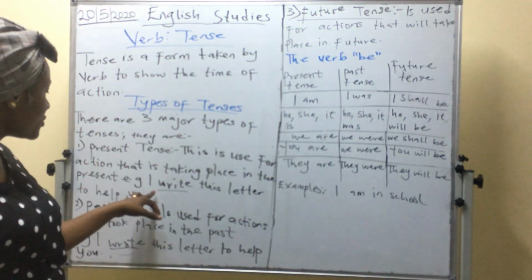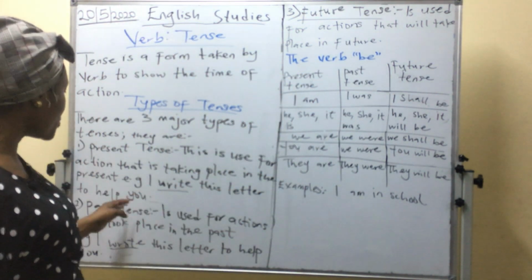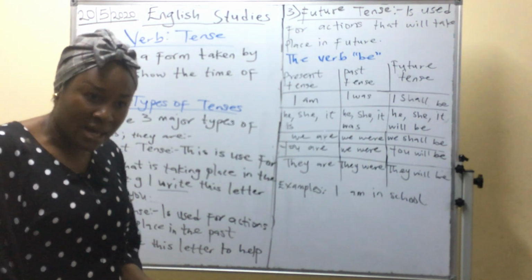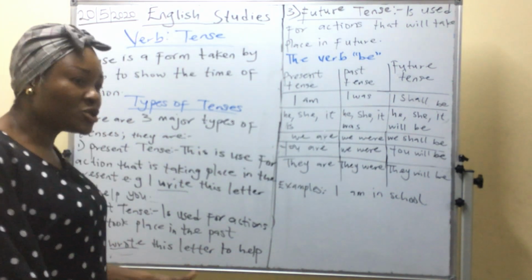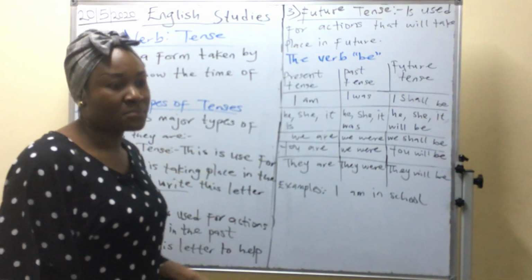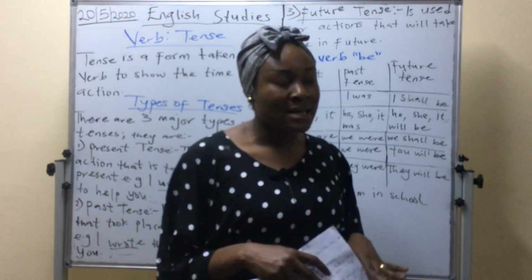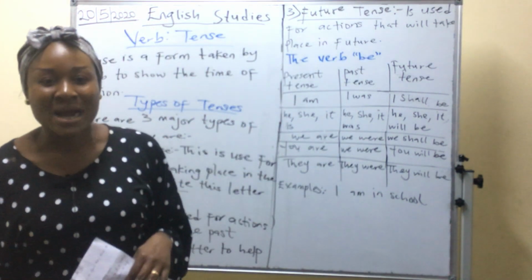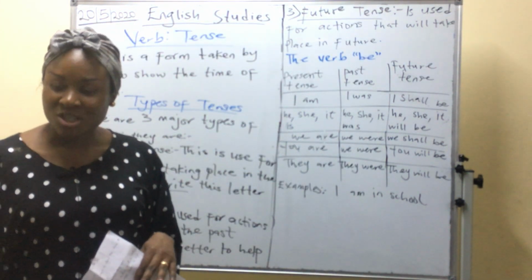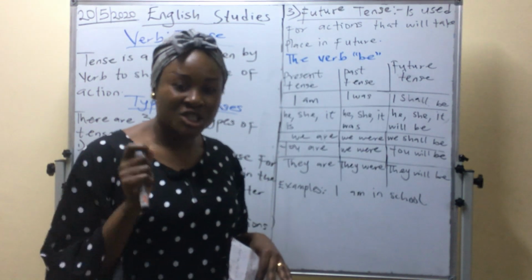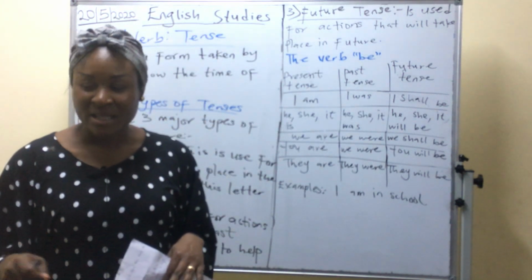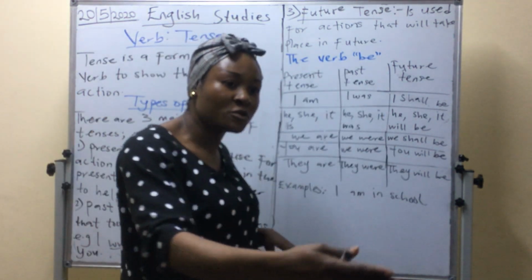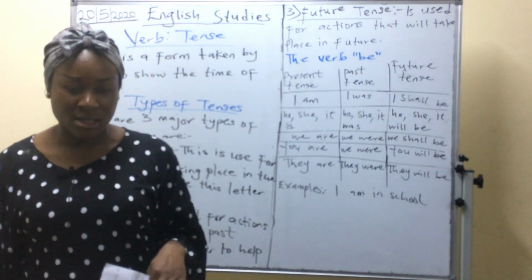Look at the first example we write. I write this letter to help you. That is present. I'm talking about now. What I'm going to do now. I'm sleeping in the morning. Or I am writing now. The teacher is teaching. The teacher will teach in future. The teacher taught in the past.